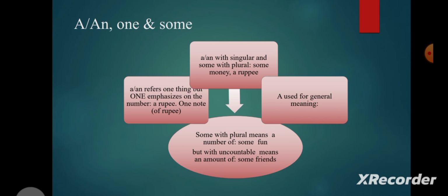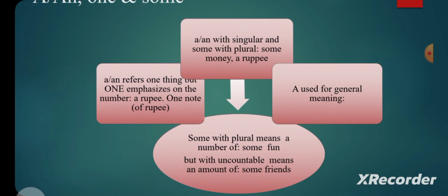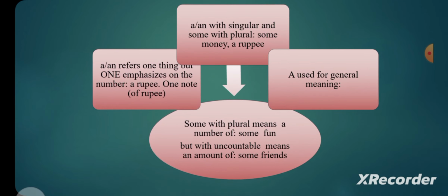A and one and some. A or an with singular and some with plural. Some money, for example, or a rupee. A or an refers to one thing, but one emphasizes the number. A rupee or one note of rupee. A is used for general meaning, a cup, a vehicle, a book.